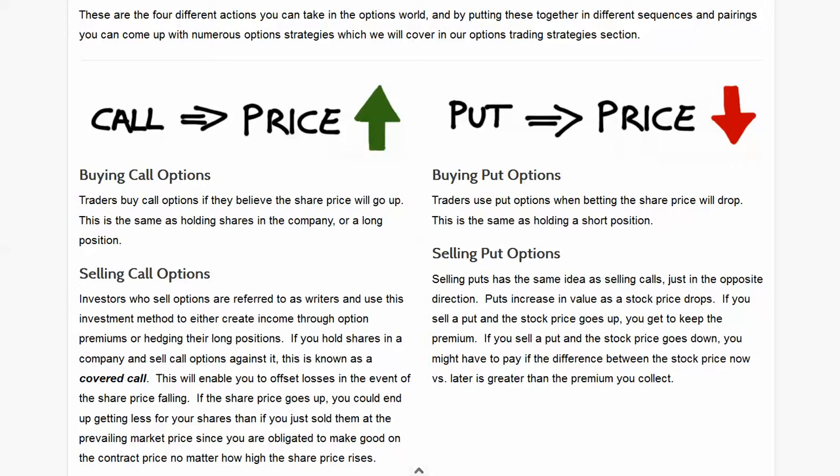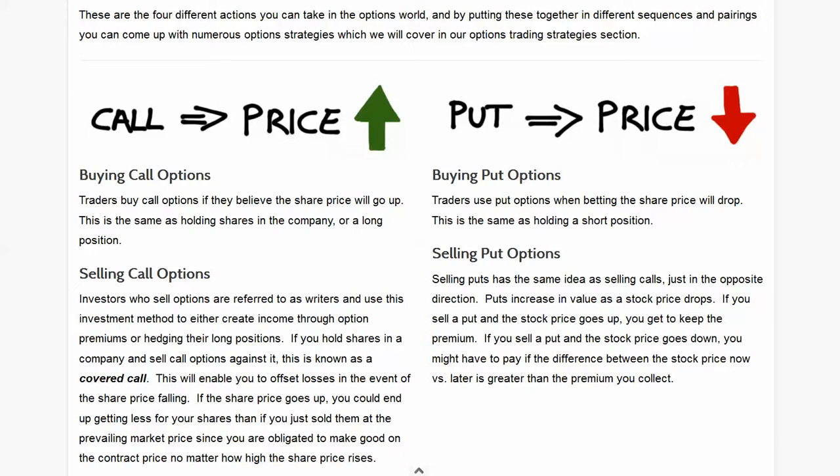Now, buying call options, traders can buy call options if they believe that share prices will go up. This is the same as holding shares in a company or going into a long position. On the other hand, buying puts, traders use put options when they're betting the stock share price will drop. This is the same as holding a short position. On the other side of the table, we've got option writers. Option writers can either sell calls or puts.